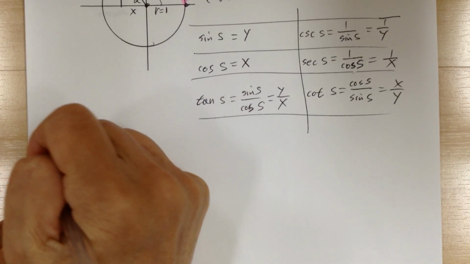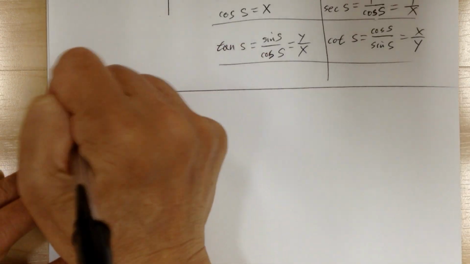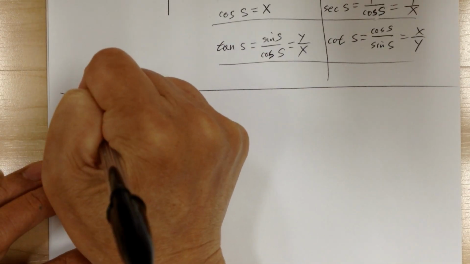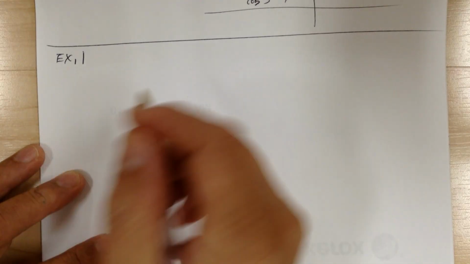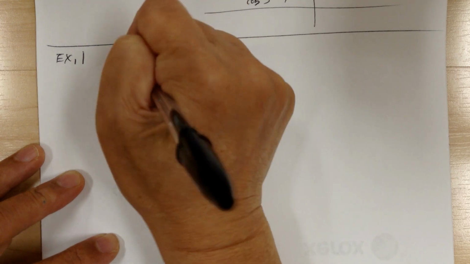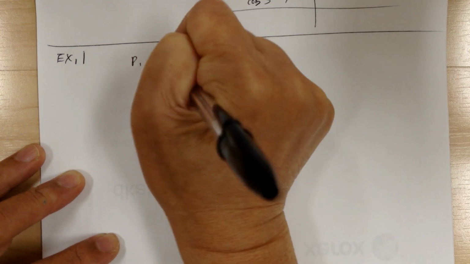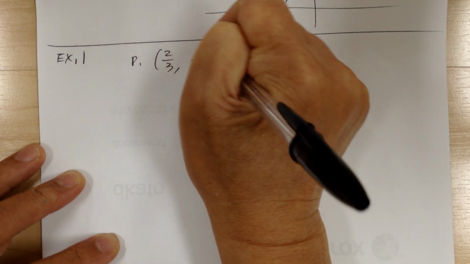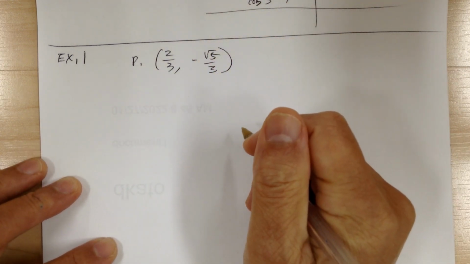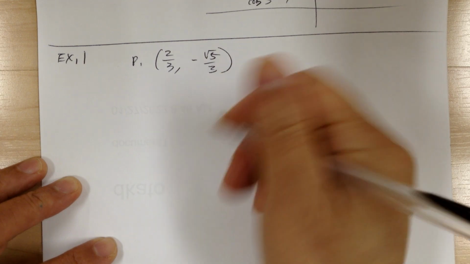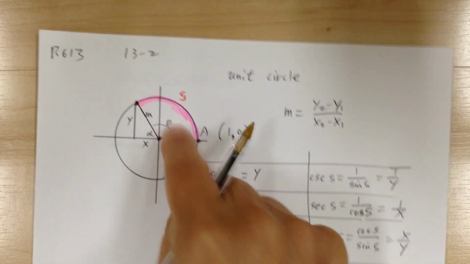Okay, so let's go over examples. So example 1, it says for some number s, again remember s is a radian measurement of the angle, right? So you have the point (2/3, negative square root of 5 over 3), and it's on the unit circle. Again, it's (1, 0), just like this one over here.